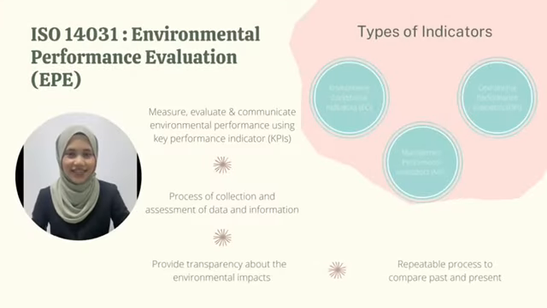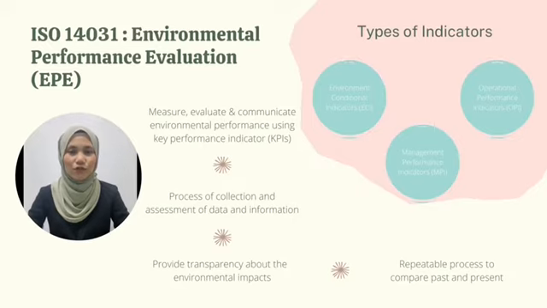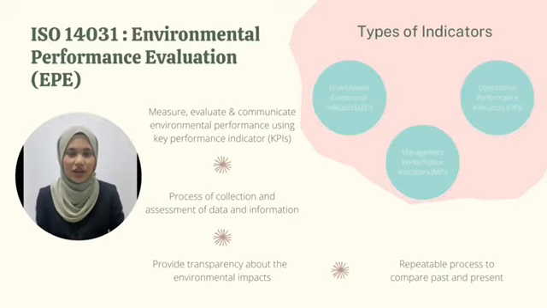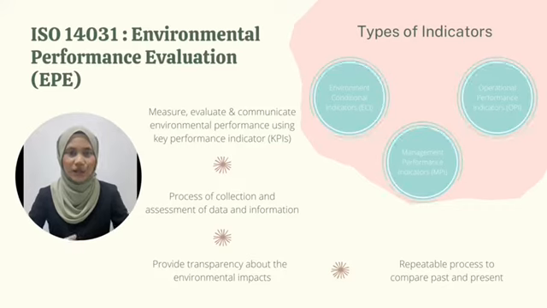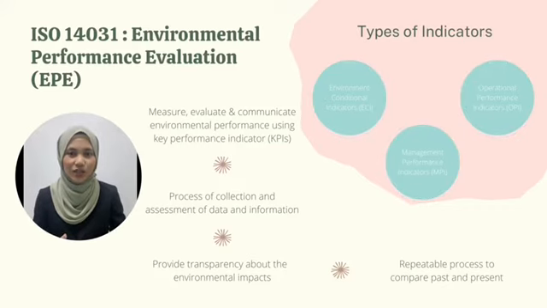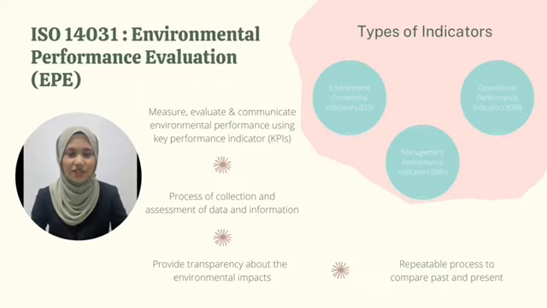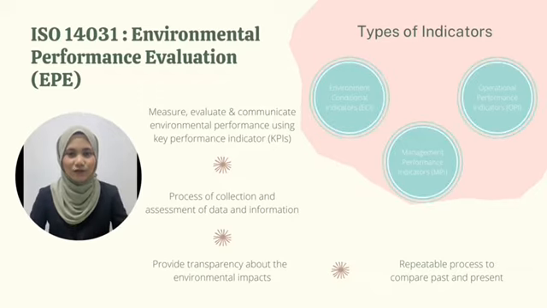So the next indicator is environmental performance evaluation under ISO 14031. This ISO sets out a process to identify, measure, and communicate the environmental performance using key performance indicators. It includes a process of collection and assessment of data to track their progress in achieving a sustainable economy.